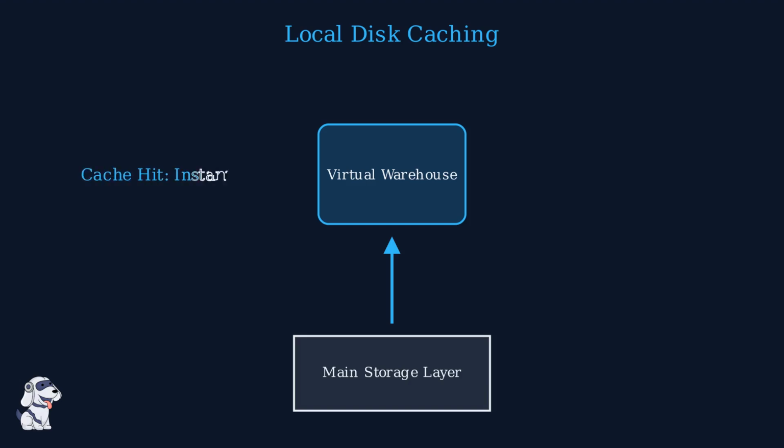If you run the same analysis again, Snowflake checks this local cache first. Because it's on local SSD, the retrieval speed is lightning fast compared to fetching it from the main storage layer. Remember, this local disk cache is specific to your active virtual warehouse. It makes repeated analysis incredibly efficient, saving both time and compute resources.